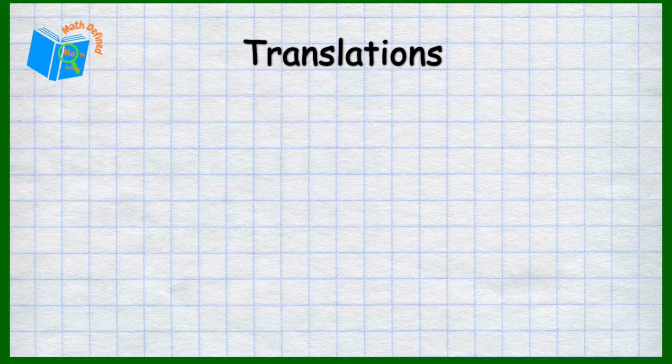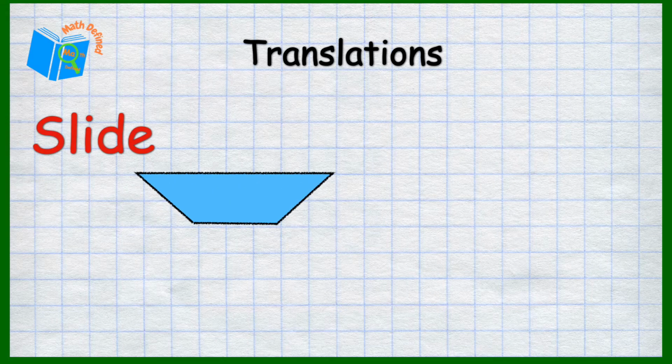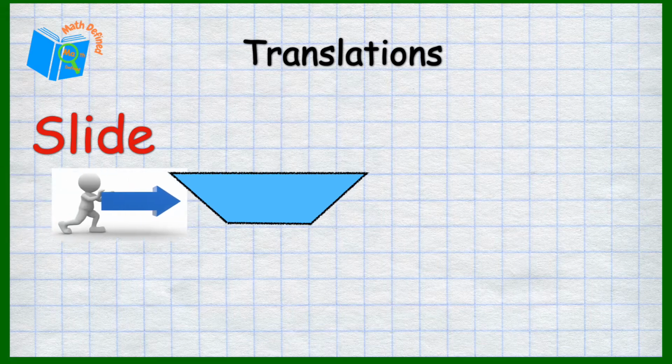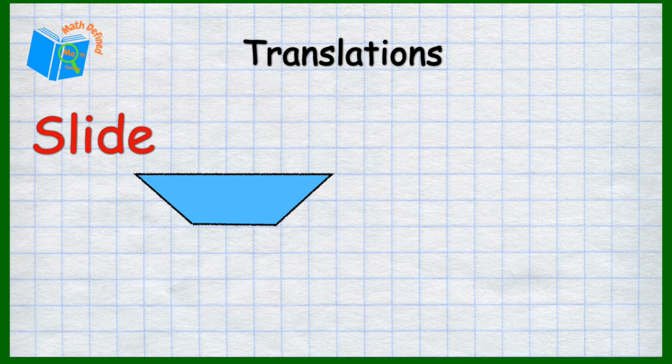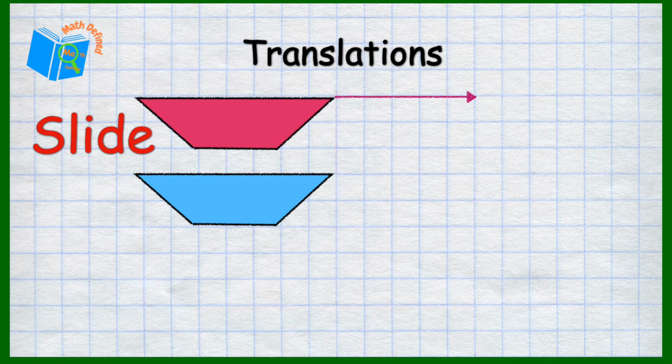Let's explore translations first. A translation is a movement or a slide of a shape from one place to another. It's like sliding a shape across a piece of paper. To translate a shape, you need to know the direction and distance of the movement. For example, let's translate this blue trapezoid 3 units up and 6 units to the right.